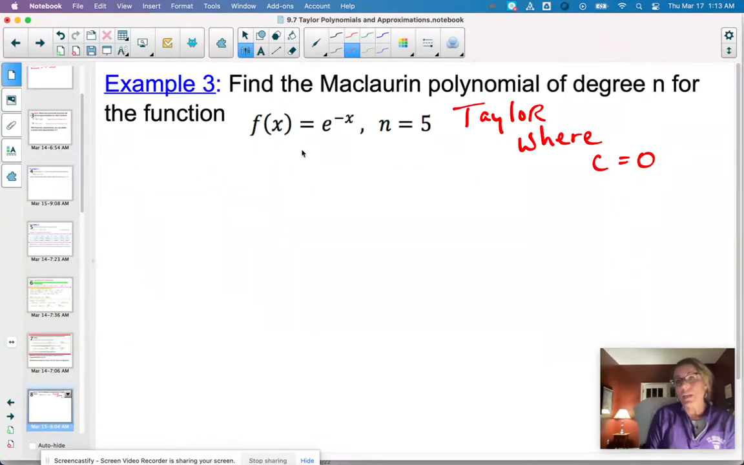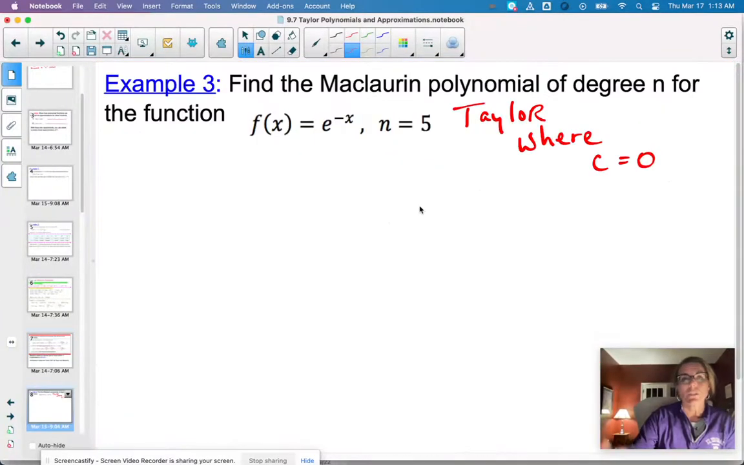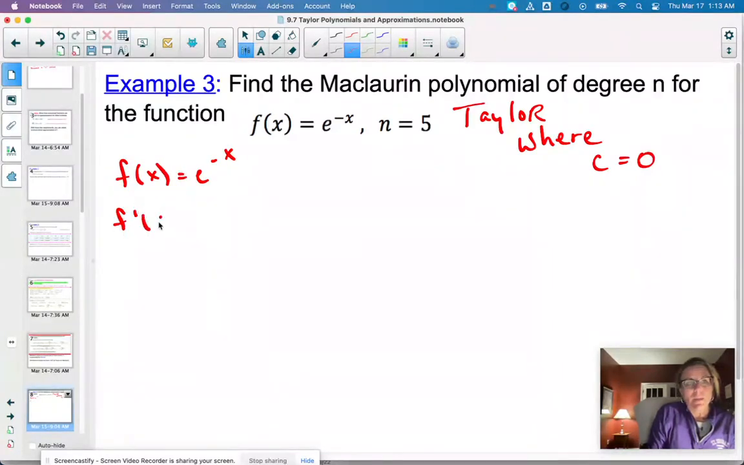So the first thing I like to do when I'm creating these polynomials, I first just start taking derivatives because I know I have to take 5 derivatives. Like I said back here, the degree of your polynomial tells us how many derivatives we have to take. So let's start by doing that. We know f of x is e to the negative x, and I'm just going to start taking 5 derivatives.